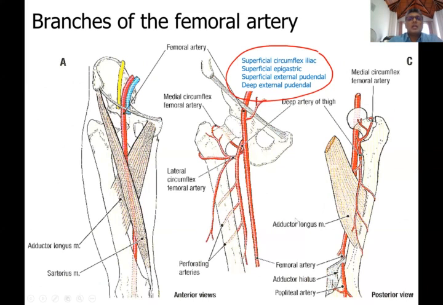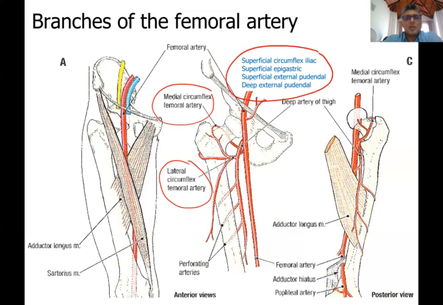Then the profunda femoris artery gives a branch called the lateral circumflex femoral, and another branch called the medial circumflex femoral. The lateral one starts from the lateral side of the deep artery, and the medial one starts from the medial side of the deep artery. But their relationship to the femur is that the lateral one is anterior, and the medial one is posterior.